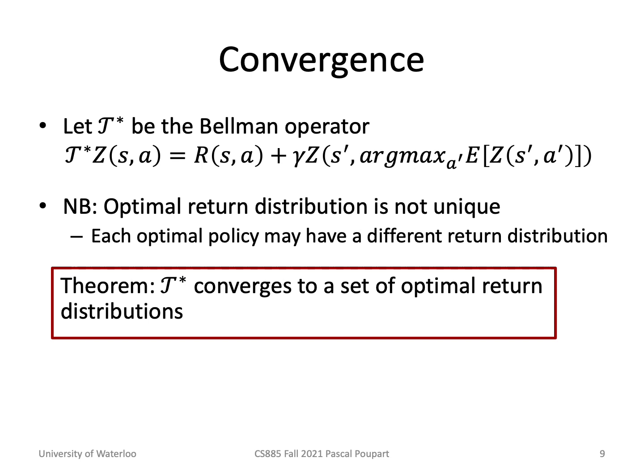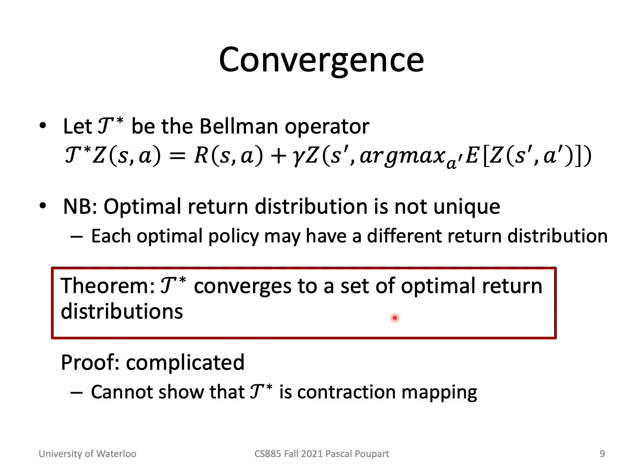That being said, we can show that the operator T star will converge to a set of optimal return distributions. It's just that it's not going to be unique. It might cycle between these return distributions, but it will converge to one or several of those distributions in that set of optimal return distributions. Now, the proof for this is complicated, so it's beyond the scope of this course, and part of the complication is that we cannot show that the operator T star is a contraction mapping.